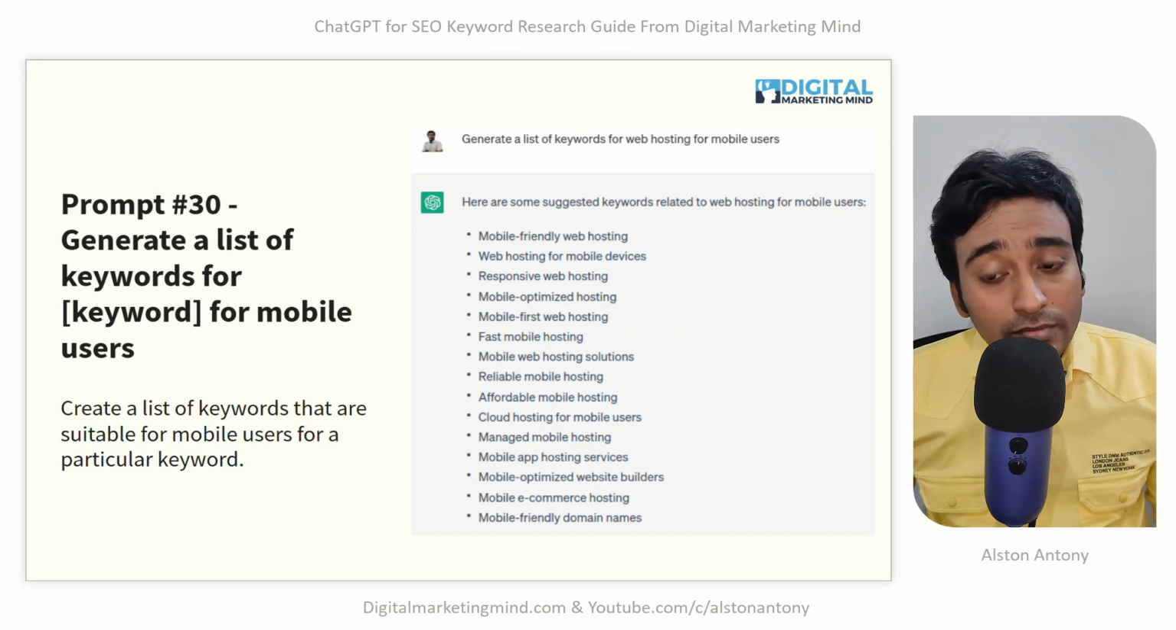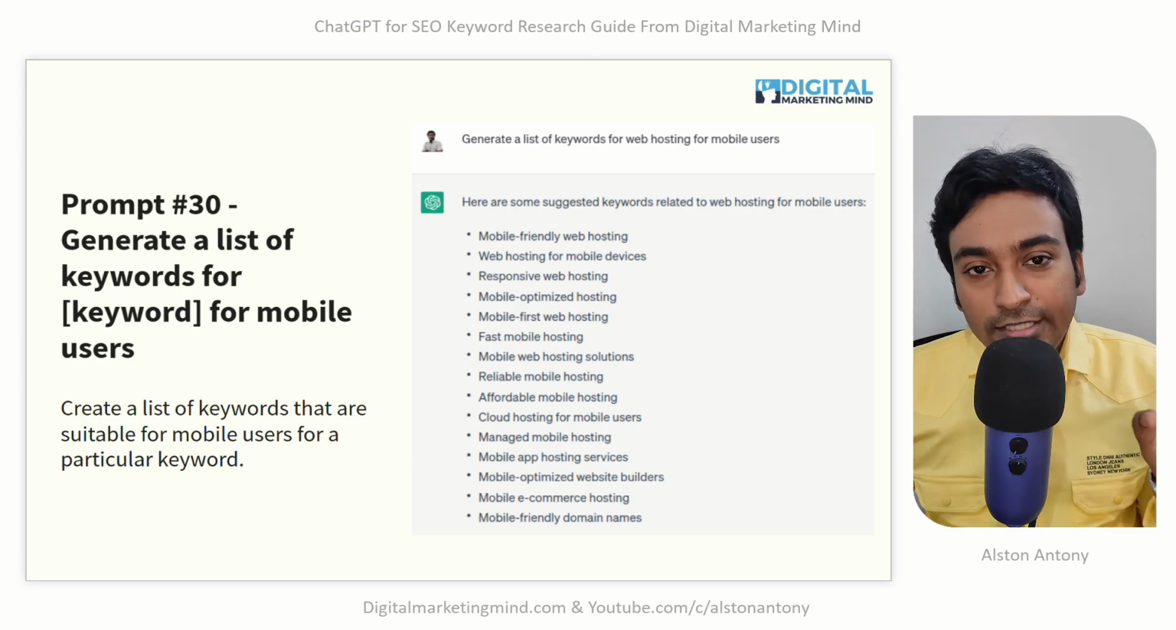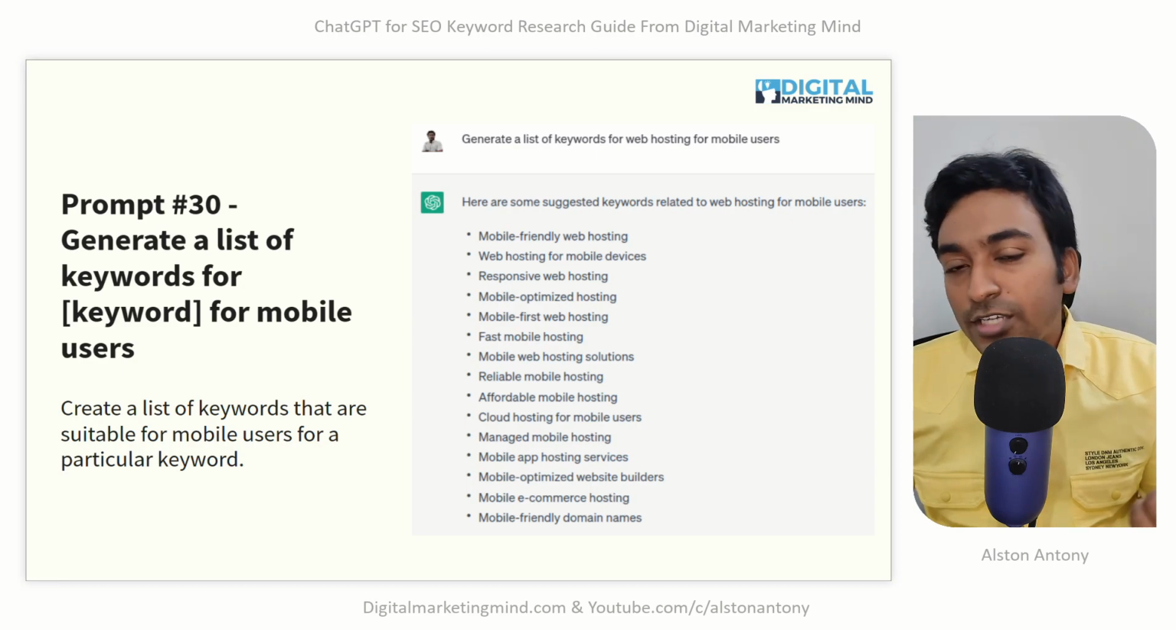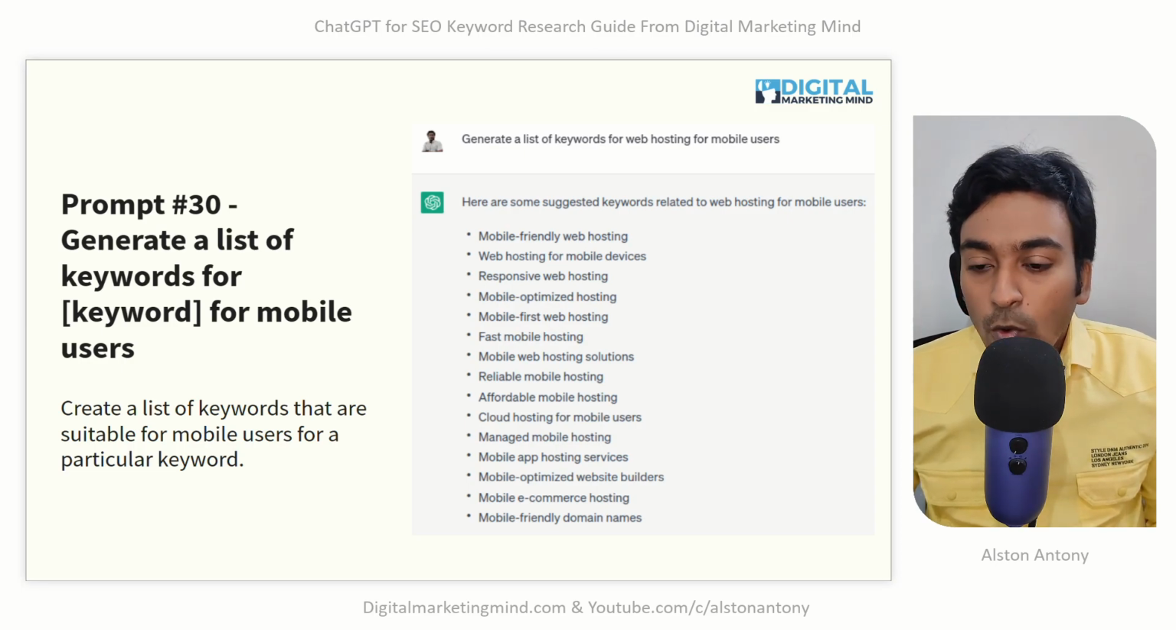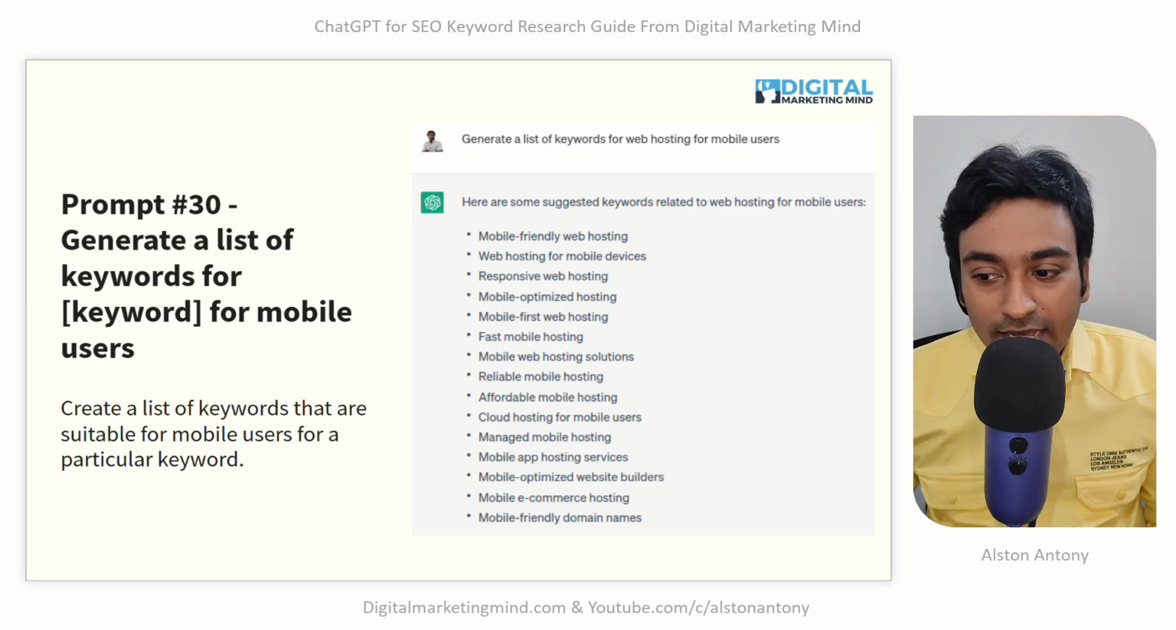Prompt 30: generate a list of keywords for mobile users. Now we are going into something even more specific. I'm telling ChatGPT this is my target audience. When you're trying to cover a specific target audience, a sub niche within a sub niche, you can ask ChatGPT to come up with specific keywords tailored for that particular audience sector. So you can see the suggested keywords it was able to come up with for mobile users as well.